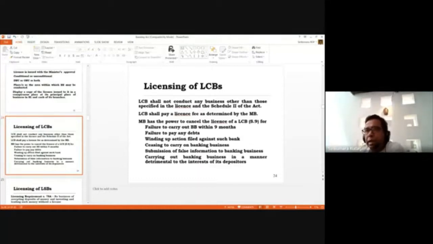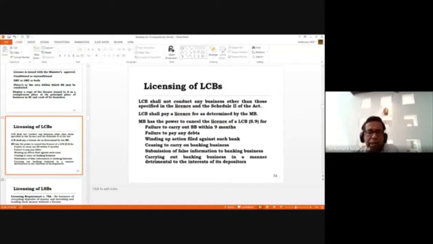But generally, Schedule 2 contains a very broad provision which allows the Monetary Board to give permissions. If something is not particularly covered by the listed items of Schedule 2, a bank needs to obtain specific approval from the Monetary Board to do something. There is a license fee payable by all the banks to the central bank.